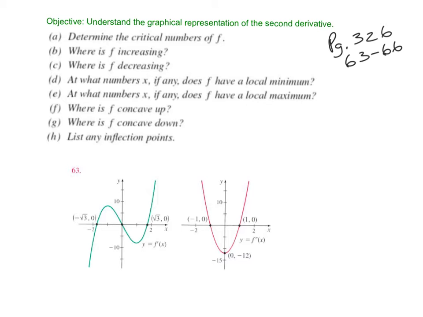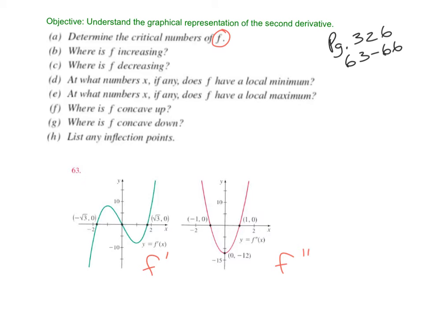Okay, so this is, I put up there, page 326. We're going to go through numbers 63 to 66. So if you want to pause and just go and do those in your textbook and come back, or you can do them as I do them, go for it. But I want you to try these on your own. So the left graph is f prime. The right graph is f double prime. So we're going to be able to answer all these questions about f. Notice every question is about f. That's important. Pay attention to what they're asking about.